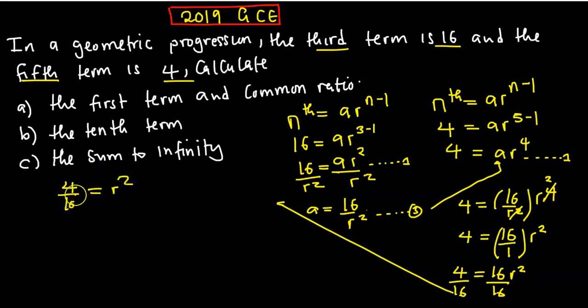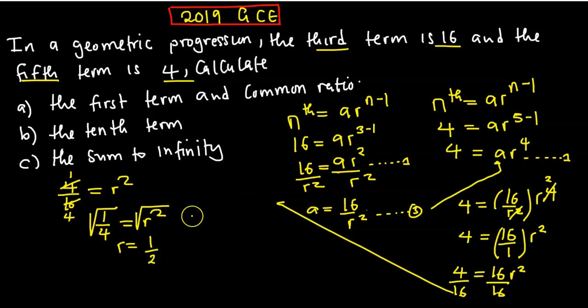r square. Now this one we can reduce. You know that 4 into 16 is 4. So this one is just the same as 1 over 4 equal to r square. At this point you can introduce the square root. And therefore r is equal to what? 1 over 4, because the square root of 1 is 1. Square root of 4 is what? 2. So this is our r.